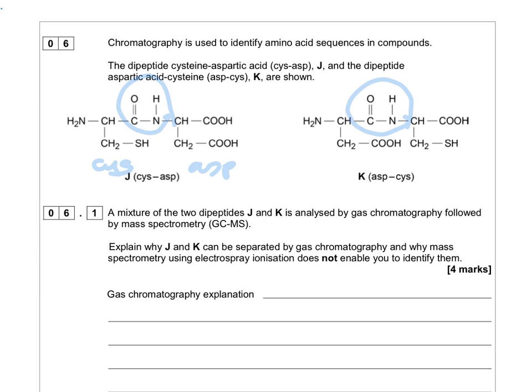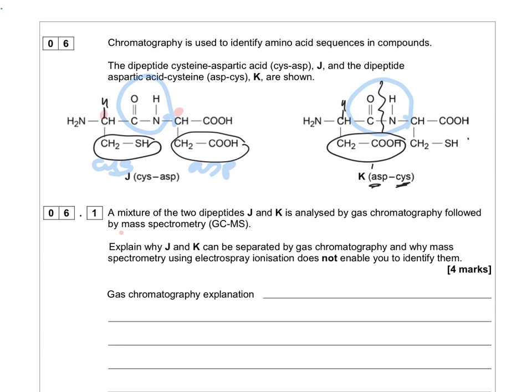So if we look for the centre of the amino acid, there's the centre of the amino acid, the chiral centre. You can see here, there's your hydrogen, and therefore this here must be the side chain. So there's the side chain of the cysteine, and there's the side chain of the aspartic acid. So there's your Asp. So if you hydrolyse those dipeptides, you'll end up with aspartic acid and cysteine.